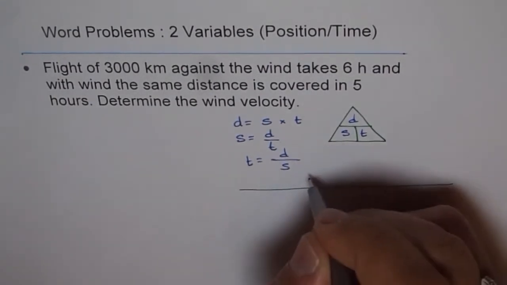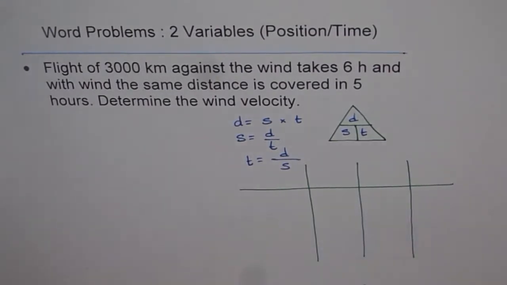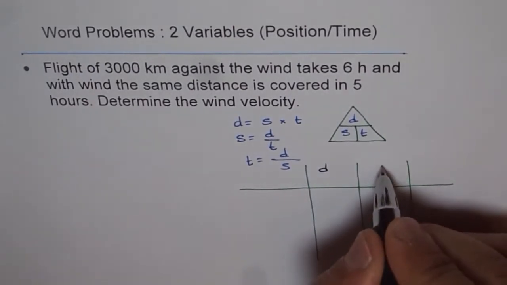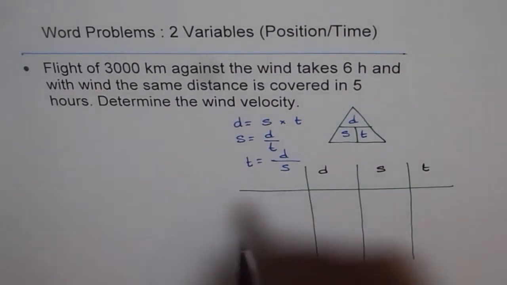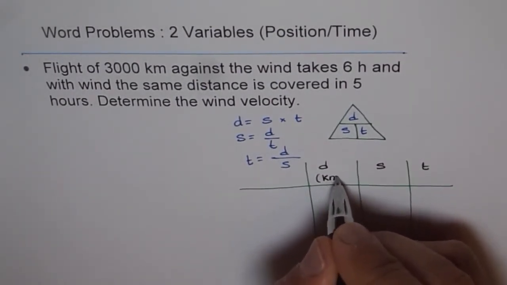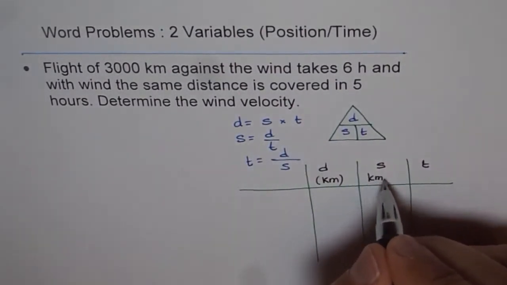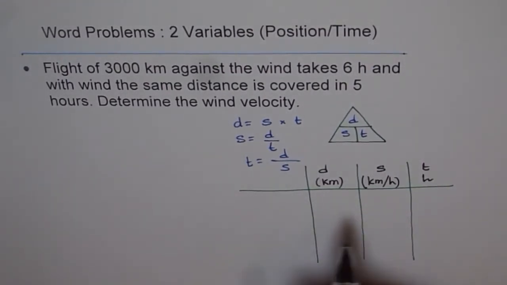So let's create a table. Here I am making a table with columns, and each column will represent distance, speed and time. Now in this problem, distance is given in kilometers, so let's write kilometers, the unit for distance here. Speed will be in kilometers per hour and time is given in hours. Now we are translating the given information in the statements in tabular form.